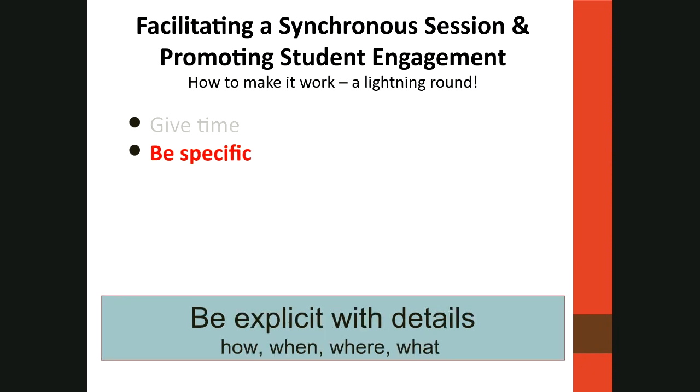Be specific, be as explicit as you can with your details. We've talked about some of this before, but if you're directing people to do something, how do they do it? Where do they go? Who's doing it? When are you going to do it? You can't be too explicit in helping them navigate the platform when you're asking for their engagement or their feedback.